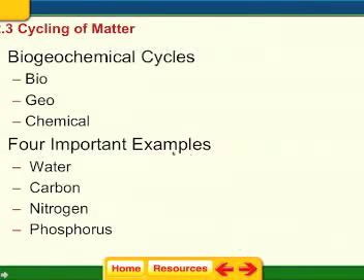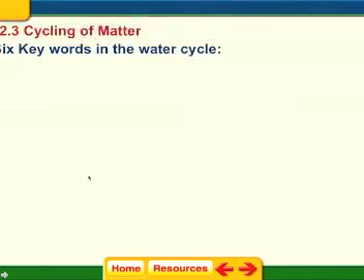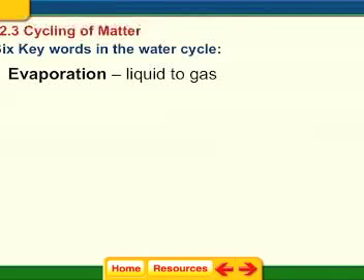We're going to talk about 4 important examples here: the water cycle, the carbon cycle, nitrogen cycle, and the phosphorus cycle. Water cycle obviously will be the easiest, and then they kind of get harder from there. Water cycle first. There are 6 key words that you need to remember for water cycle, and you have learned these since, oh heavens, like 2nd grade, right?